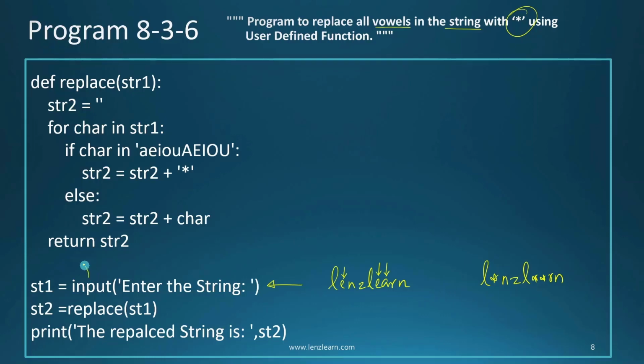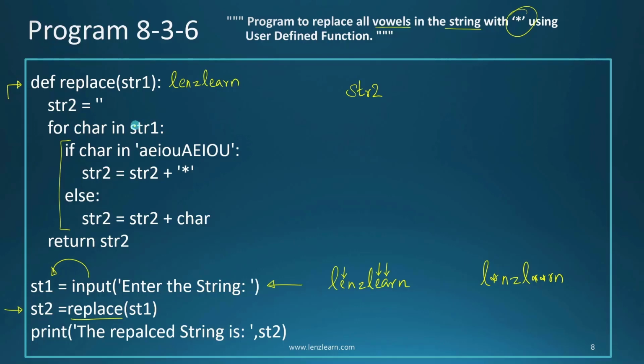So now the word learn is stored into st1, and in the next line I am calling my function replace, which is defined over here. So the content of st1 is sent to the parameter str1. So str1 now has the string learn. Now we are creating another string str2 with no characters in it. So this is an empty string. Now after that I am starting my for loop. Inside my for loop I have this much content, and finally I will return the content of str2. So I will just write str2 over here.